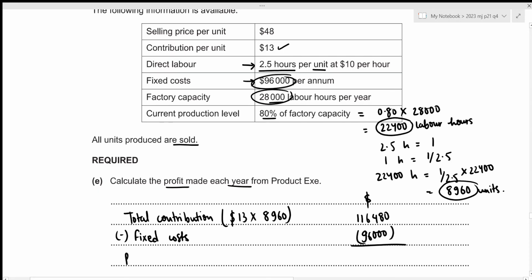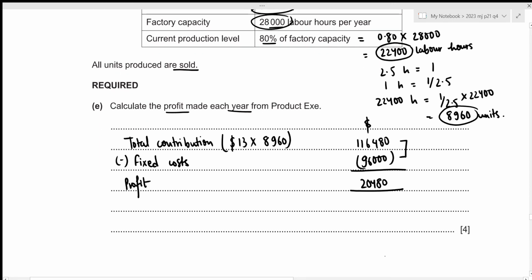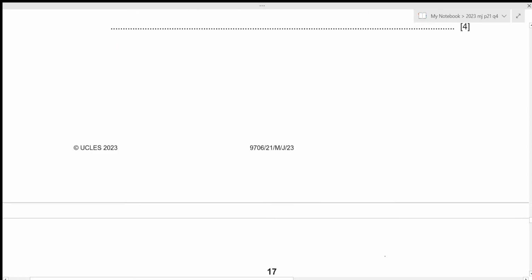Now we get profit. And the profit is just going to be 116,480 minus 96,000, which results in 20,480. Alright, this concludes the fifth part of this question. Now we can move towards the sixth one.